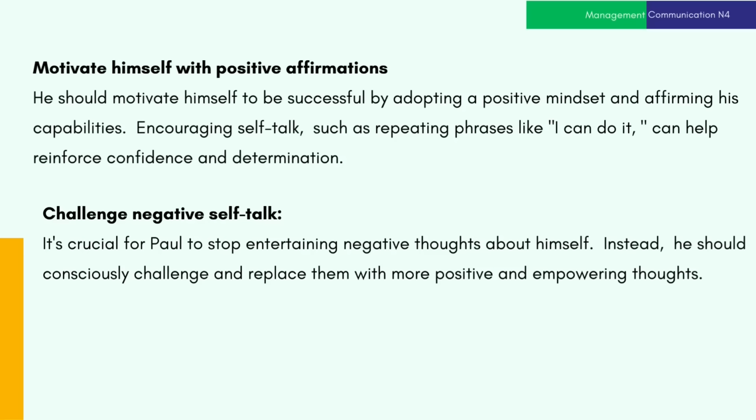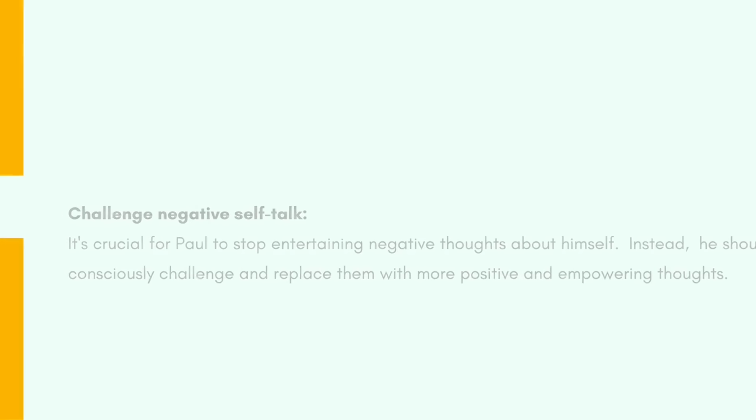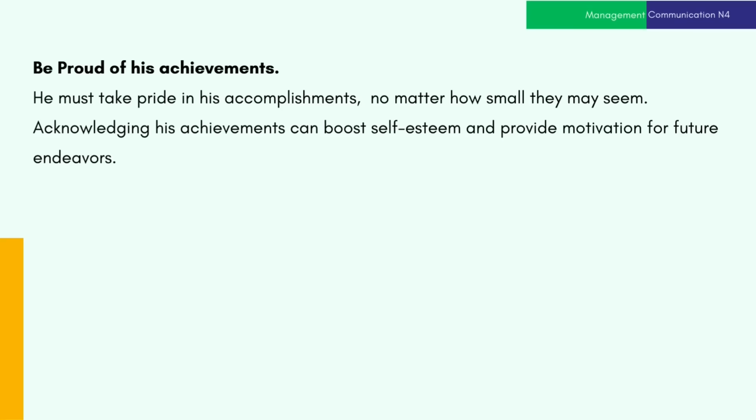5. Challenge negative self-talk. It's crucial for Paul to stop entertaining negative thoughts about himself. Instead, he should consciously challenge and replace them with more positive and empowering thoughts. 6. Be proud of his achievements. He must take pride in his accomplishments, no matter how small they may seem. Acknowledging his achievements can boost self-esteem and provide motivation for future endeavors.